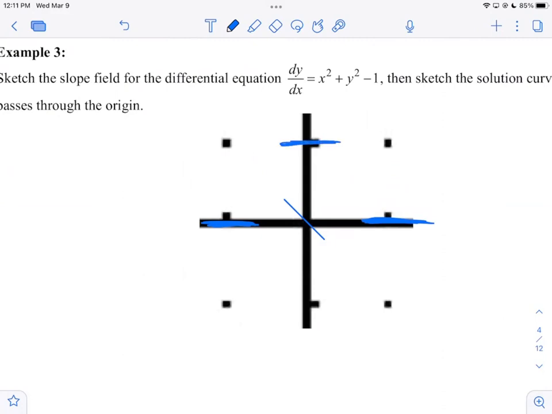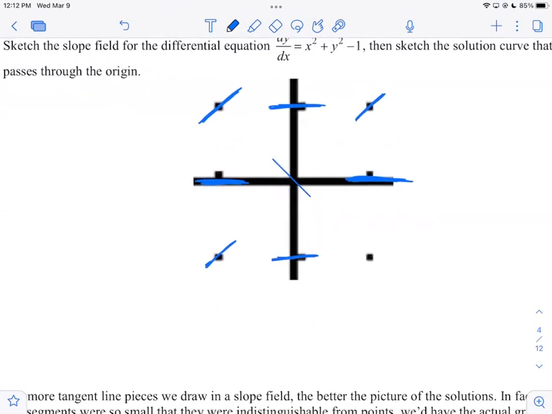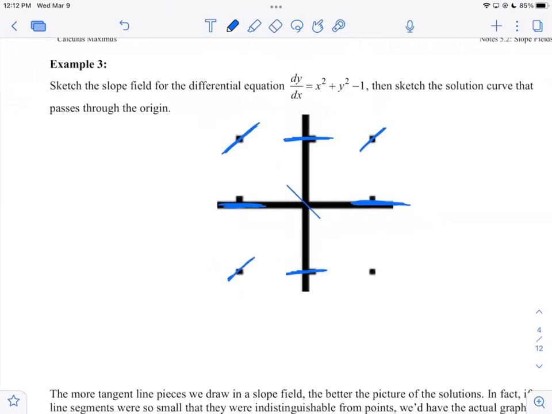How about -1, 1? That's going to give you 1 + 1 = 2, 2 - 1 = 1. So that's +1, your positive 45. That's kind of interesting. How about the point 1, 1? That's also 1, so 45s. And down here, -1, -1 is still 1, 45s. Then 0, -1 is going to be 0, horizontal. And in the bottom right corner, 1, -1 is going to be 1. So that's a really funky looking one.